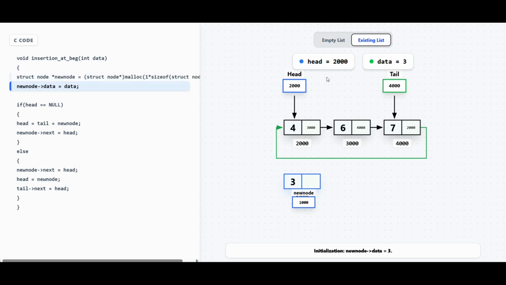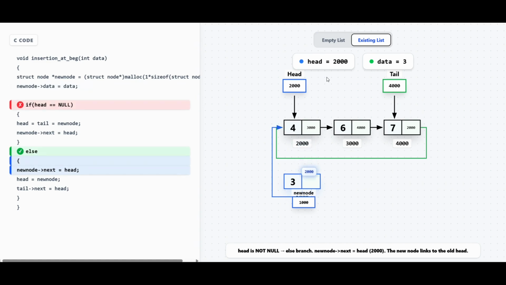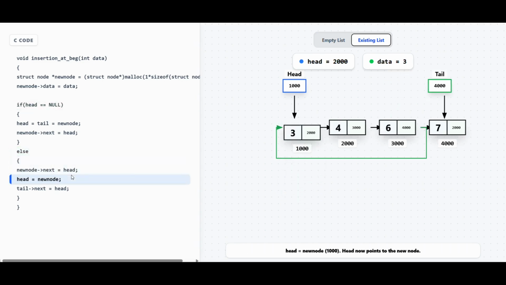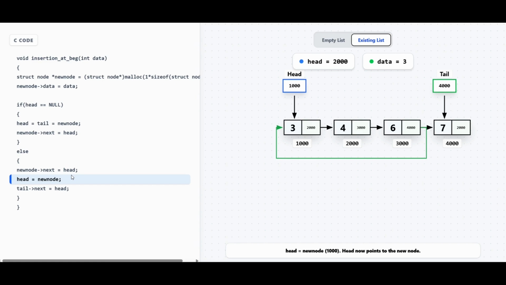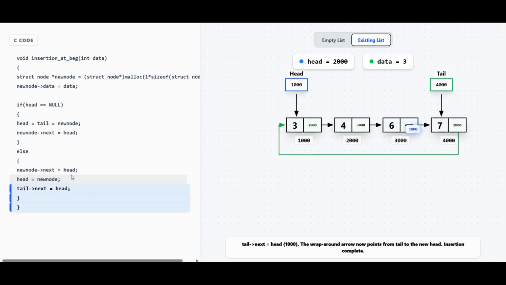So a new node is created, data is 3. Actually, new node of next will be null. Later we are assigning this part. New node of next is equal to head, assigned so that it will go before 4, and head is assigned as the new node. So head is equal to 1000. At the end, what we are doing? Tail of next is equal to head, that is assigned. So in this way, you can understand insertion at the beginning of the circular linked list. I hope you understand the diagram.